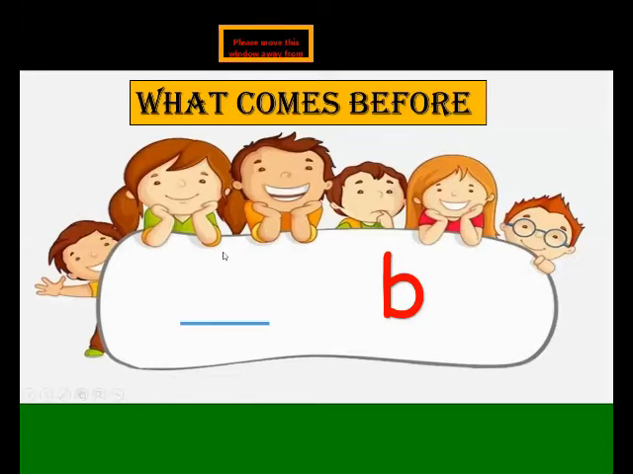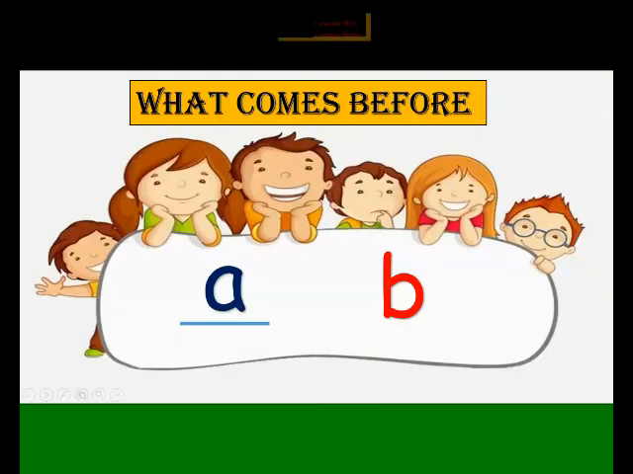Now, here we have some interesting activities. So let's start. It is the activity of letters and the caption is what comes before. Before means first letter. And here is the letter B. Can you tell me what comes before B? Yes, A comes before B.